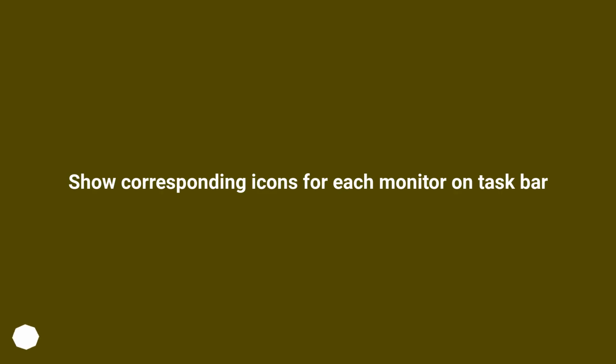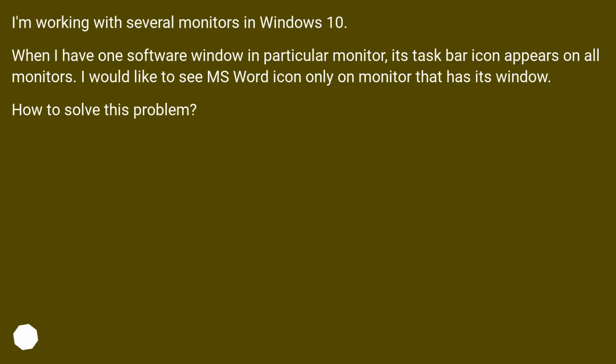Show corresponding icons for each monitor on the taskbar. I'm working with several monitors in Windows 10. When I have one software window in a particular monitor, its taskbar icon appears on all monitors. I would like to see the MS Word icon only on the monitor that has its window. How to solve this problem?